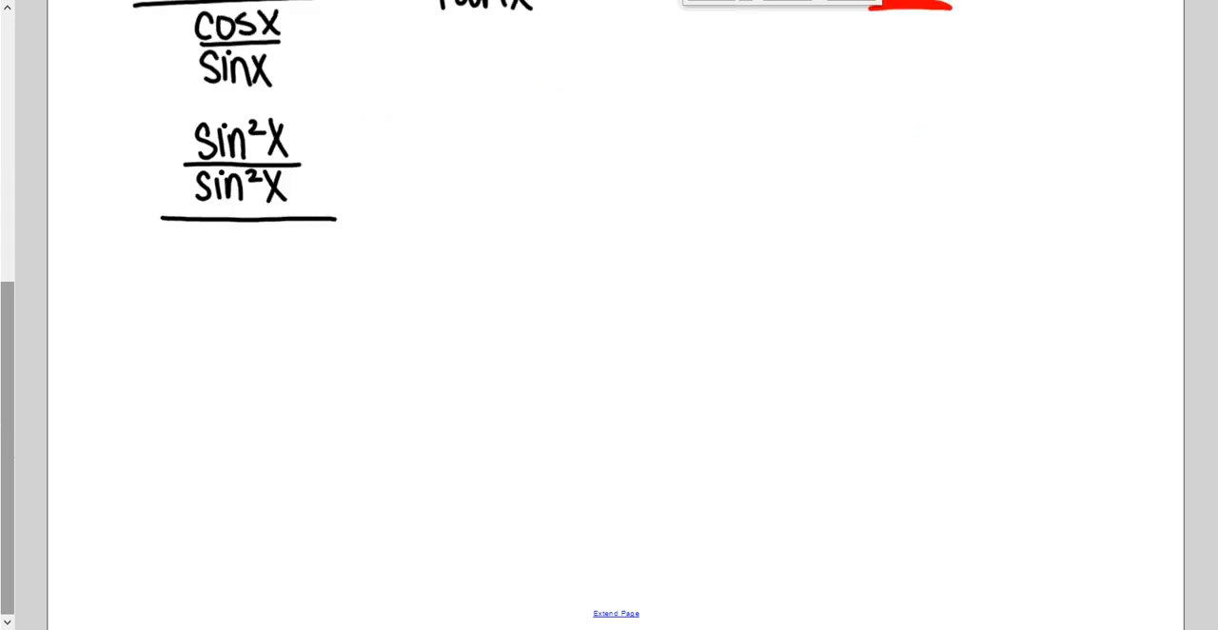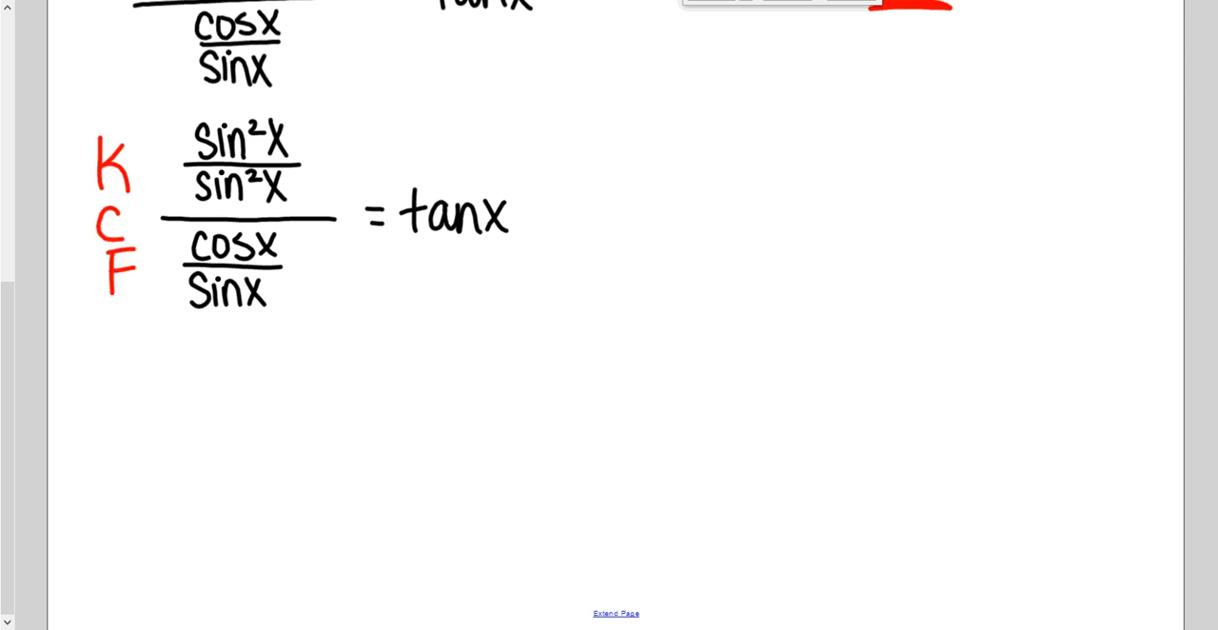Some more room here. Okay. So at this point, we do have a fraction divided by a fraction, so we could keep change flip, which is what I'm going to go ahead and do. Some of you might already see, hey, we've got sine squared x over sine squared x. That is 1, and you cancel it out to 1 before you keep change flip. Either way will get you the right answer. So I'm keeping, I'm changing, and I'm flipping.